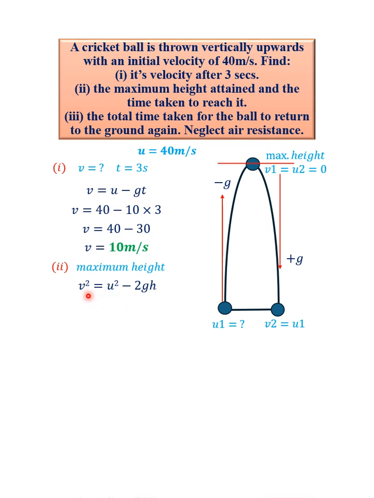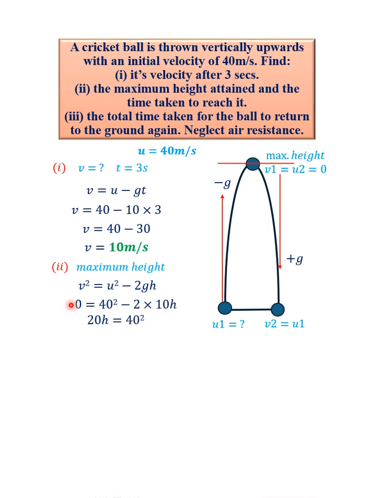So we have that v squared equals u squared minus 2gh. The final velocity at maximum height, from our diagram, is always equal to 0 because the object will stop momentarily. So we have 0 equals the initial velocity, which still remains 40 because the object is thrown up at 40. So we have 40 squared minus 2 times 10h. 10 because g is 10, minus because it is an upward motion. So if we solve this further, 2 times 10 is 20, minus 20h.